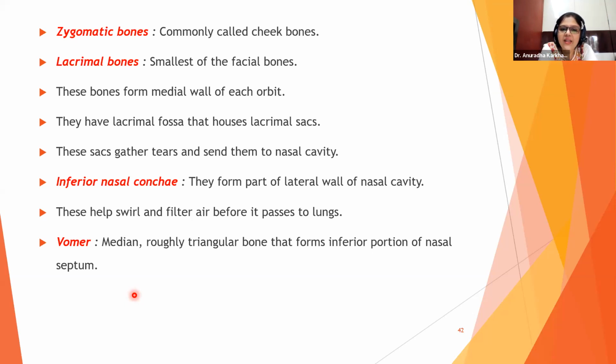Inferior nasal conchae, they form part of lateral wall of the nasal cavity. So you saw the nasal conchae and the nasal cavity as well. They help swirl and filter the air before it passes to the lungs. I guess this part was done in breathing and exchange of gases as well. Vomer, important. Median roughly triangular bone that forms the inferior portion of the nasal septum. So मीडियन है, सेंटर में है, जो एक ट्रायंगुलर बोन बनाता है ऊपर की तरफ इंफीरियर पार्ट में जाते हुए, इसीलिए नोज का शेप ऐसा कॉनिकल होता है, राइट?